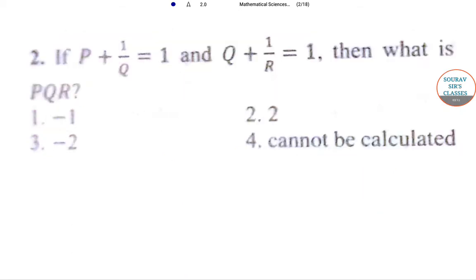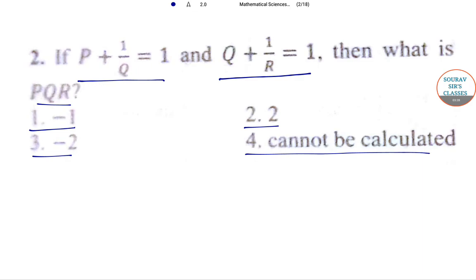The next question is, if p plus 1 by q is equal to 1 and q plus 1 by r is equal to 1, then what is pqr? Option 1, minus 1; option 2, 2; option 3, minus 2; and option 4, cannot be calculated.